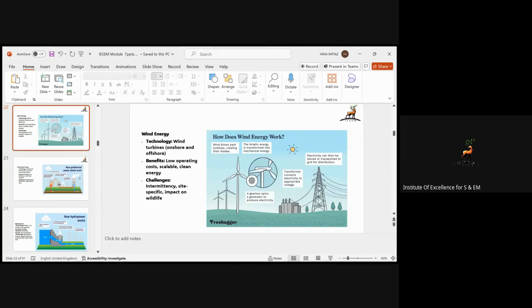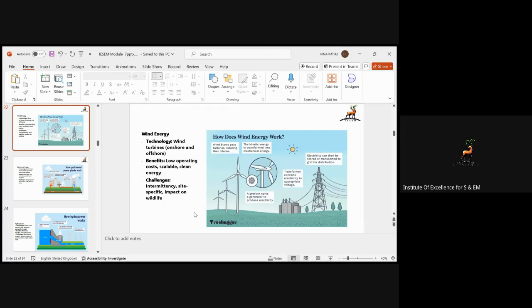The first is the horizontal axis, and the second is the vertical axis wind turbine. According to the location, we can use either the horizontal wind turbine or the vertical wind turbine, whichever is suitable for that location.